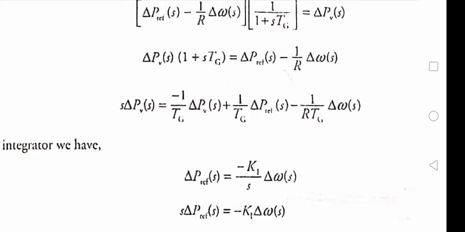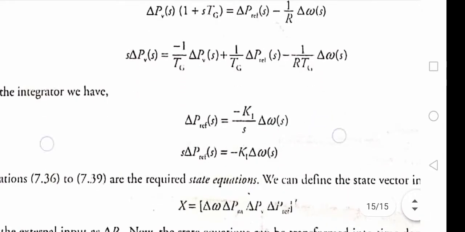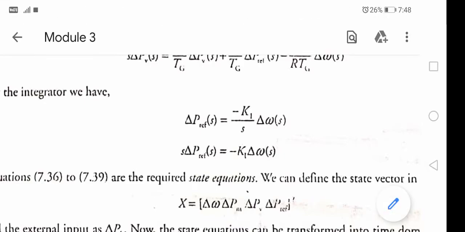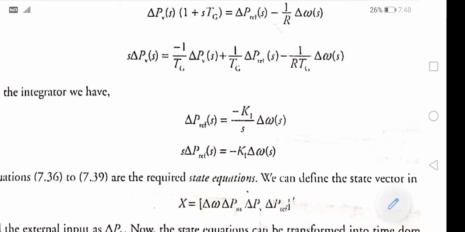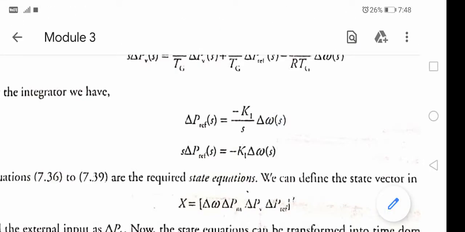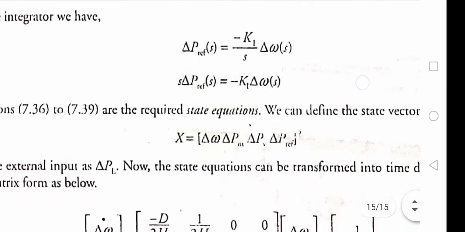For turbine, you are making it as 1 divided by TT, and for the governor, you are taking it as 1 divided by TG. Similarly, for the stabilization of the frequency, we are using the integrator as a feedback loop. So for that, the equation is delta P reference of S is equal to whatever the constant you are having, minus of K1 divided by S, you take it and multiply it with the output delta omega S. Then multiply it with the S domain equation. S of delta P reference of S is equal to minus of K1 of delta omega S.